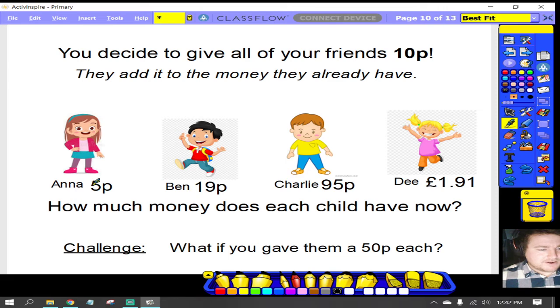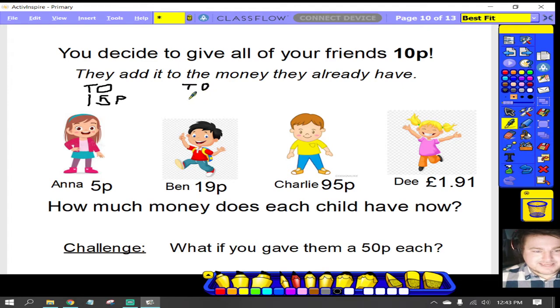Welcome back. So, Anna, this was a pretty simple one if we've got our tens and our ones. If she had 5p already and we're adding 10, we simply add 1 ten and it becomes 15. Wonderful. Over to Benny boy.